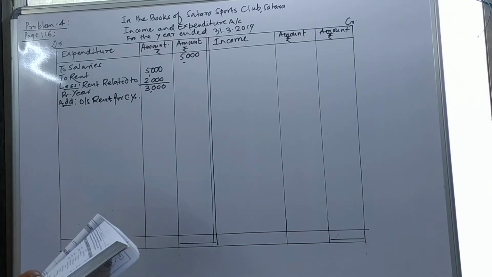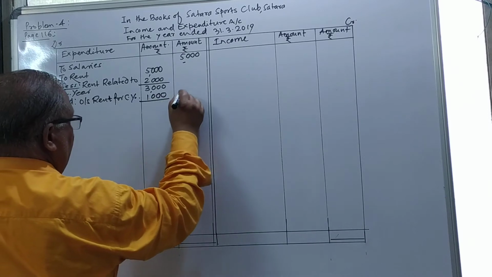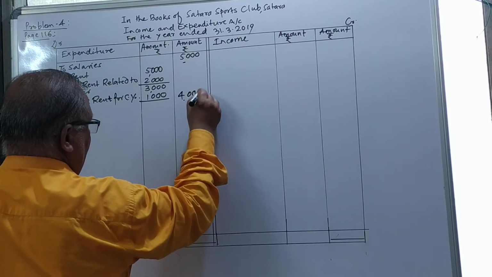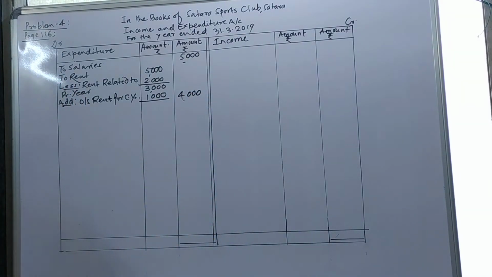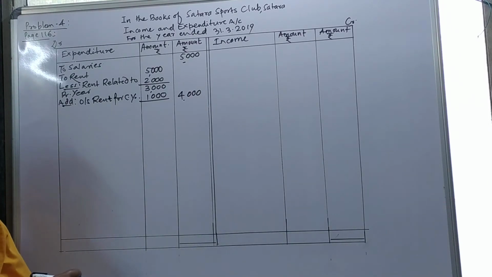The outstanding rate for the current year is given as 1000. We have to add this and put it in the outer column because the current year is given to us. The current year and last year are included, that's why we deducted that. And the outstanding rate for the current year is 4000.